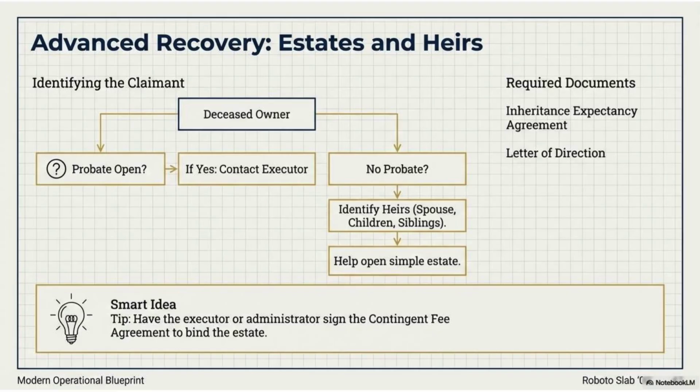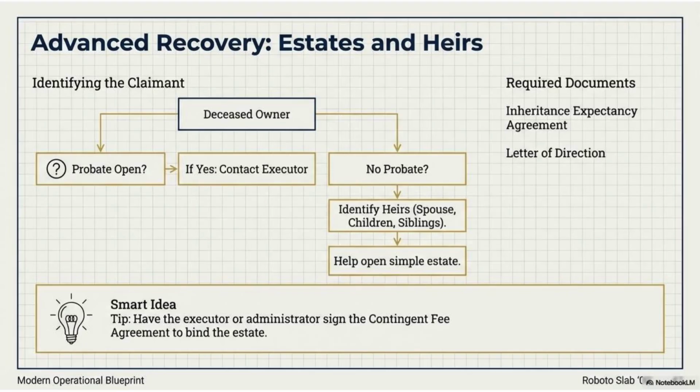When the original owner is deceased, you're entering advanced territory, but also potentially larger payouts. Start by identifying whether probate is already open. If yes, contact the executor directly. They have legal authority to sign your contingency fee agreement on behalf of the estate. If there's no probate, you'll need to identify the heirs, typically the spouse, children, or siblings, and potentially help them open a simple estate. The required documents change here. You'll need an inheritance expectancy agreement and a letter of direction.